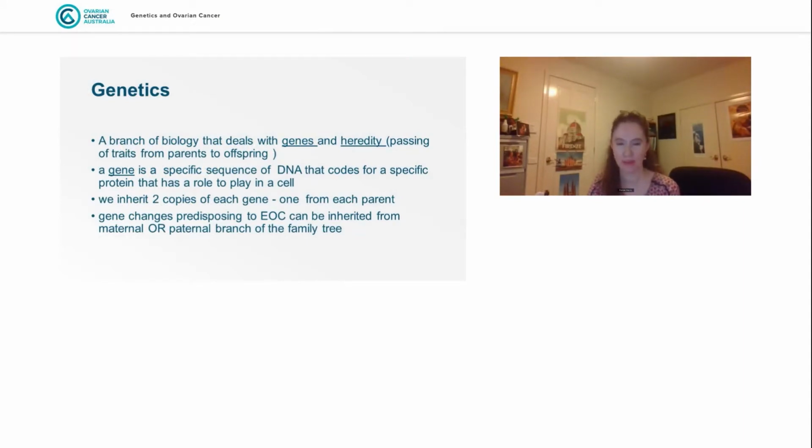And just some background to start. Genetics is a branch of biology that deals with genes and heredity, which is the passing of traits from parents to offspring. A gene is a specific sequence of DNA that codes for a specific protein that has a role to play in the cell. We inherit 2 copies of each gene that we have, one from each parent. And gene changes in particular that predispose to epithelial ovarian cancer can be inherited from the maternal or paternal branch of the family tree.